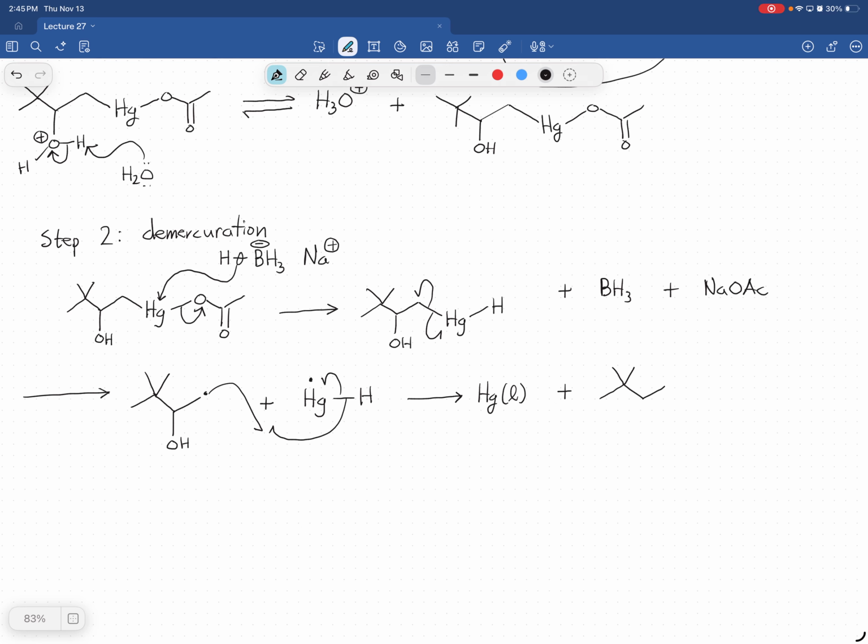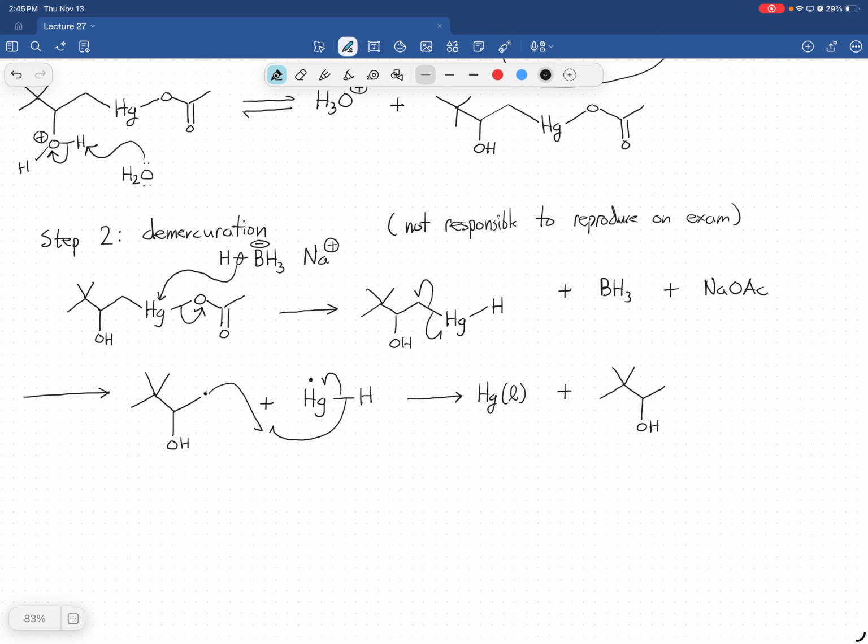So the mechanism is not as straightforward as people might think, but you're not responsible for this one, okay? So that's how the alcohol forms. In the textbook, they just tell you that the mercury group falls off and it's replaced by a hydrogen, okay? But in reality, it's a radical mechanism. So here I would say you're not responsible to reproduce it on an exam or quiz, okay? But that's how it works.